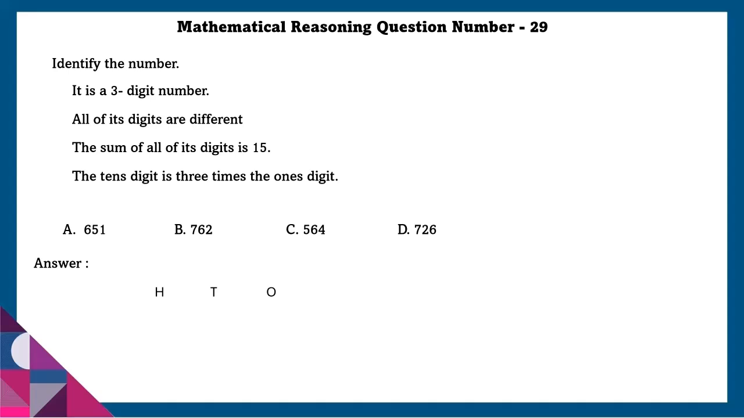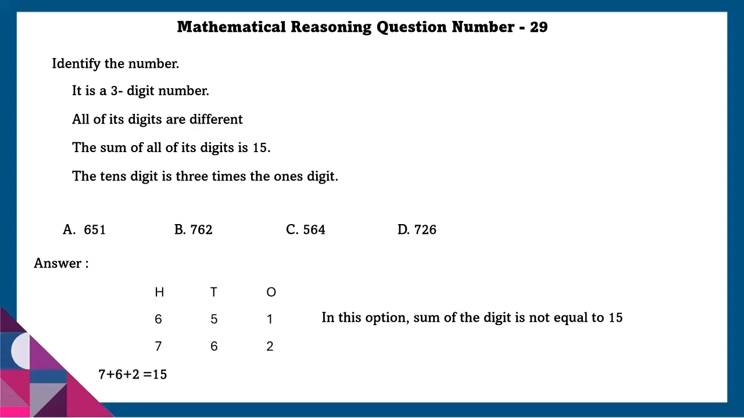So first let us check the first 2 options. 651 and 762. The sum of all of its digits is 15. In the A option, the sum of the digit is not equal to 15. But in the B option, yes, it is equal to 15. So let us just check this B option if it satisfies the 4th condition.